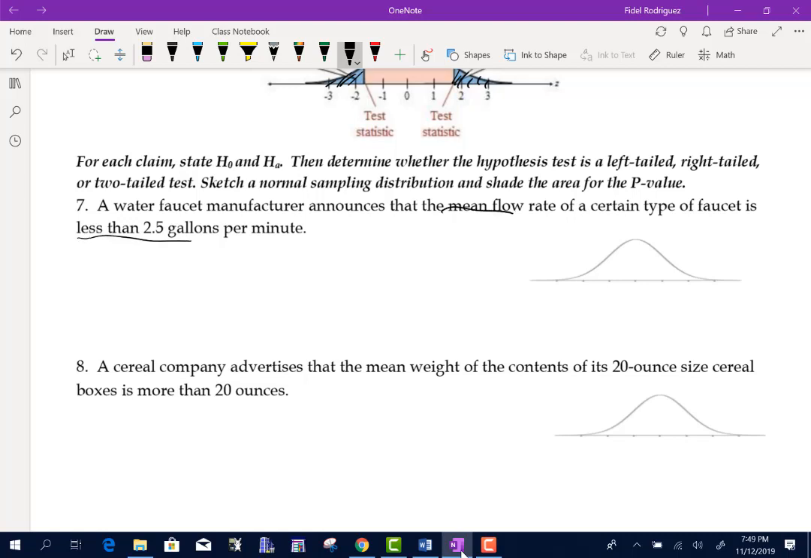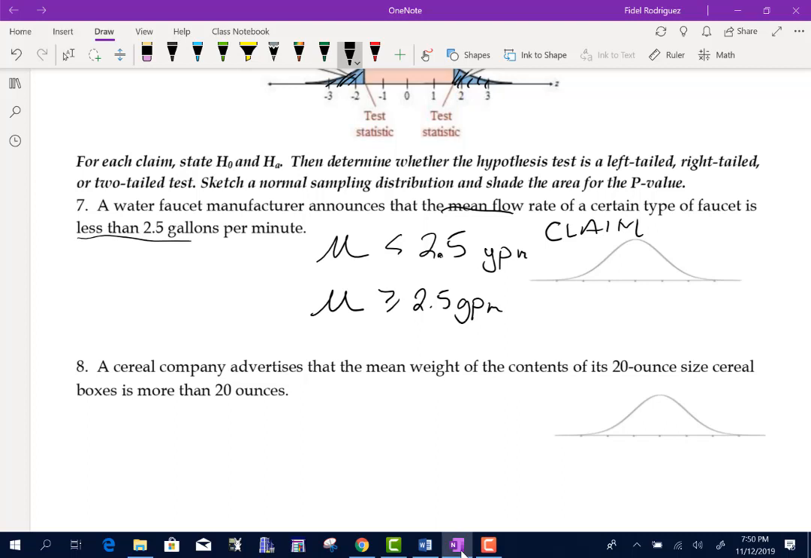Okay, so what symbol do we use for the mean? The little funny looking U, right? The mu, okay? And it says it's less than 2.5 gallons per minute. Okay. Do y'all agree that that is our claim? Okay. So what's the complement? What's the opposite of saying something is less than 2.5? Greater than or equal to 2.5.